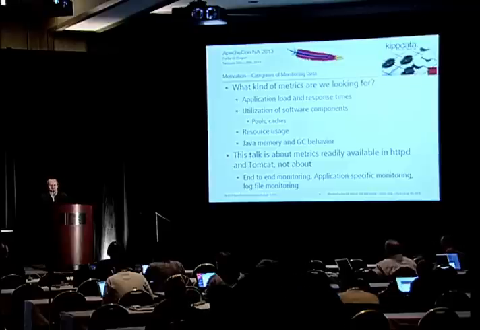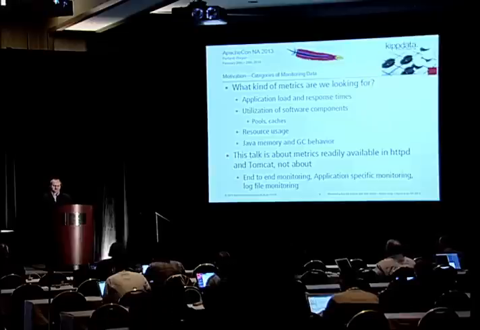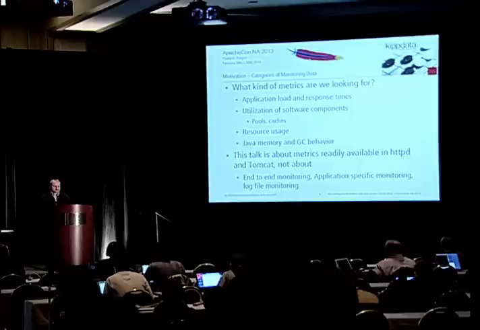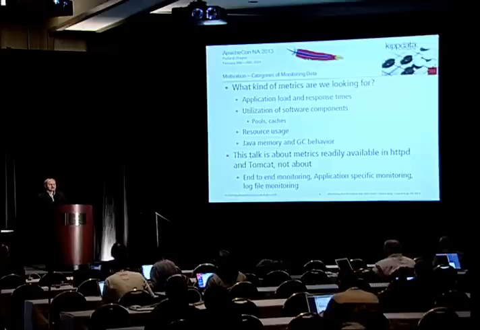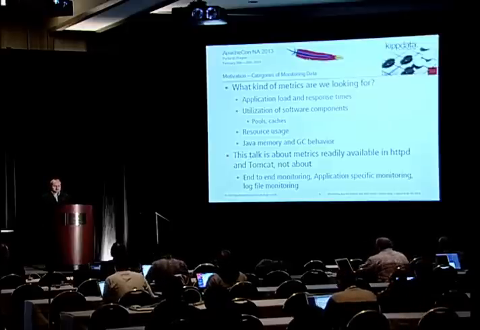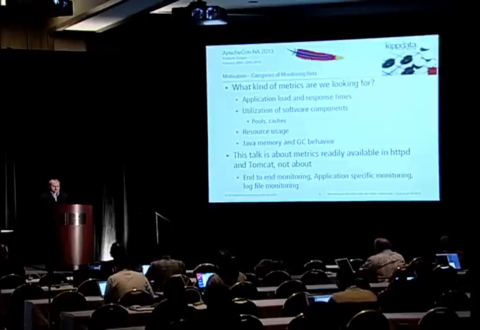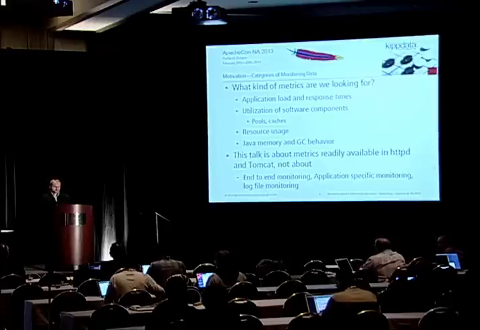So what kind of metrics are we looking for? I'm looking for metrics that give information about application load and response times, about utilization of software components like pools and caches, about utilization of resources, in the Java case especially about memory and garbage collection behavior. What I will focus on in this talk is what's readily available in Tomcat and the Apache web server. So I'm not talking about your application-specific stuff. I'm also not talking about log file monitoring.